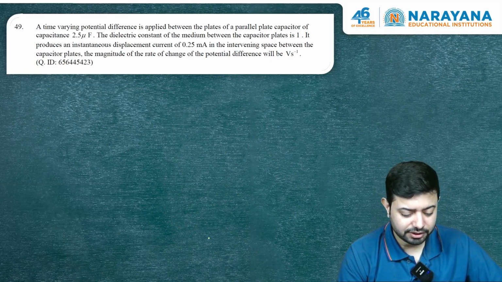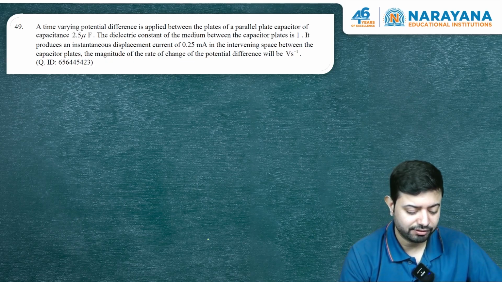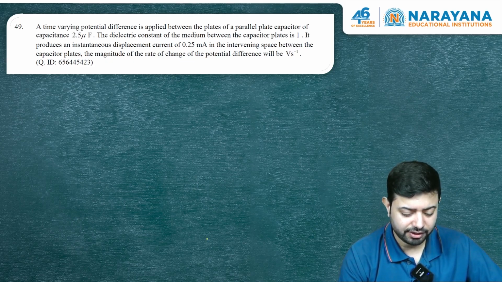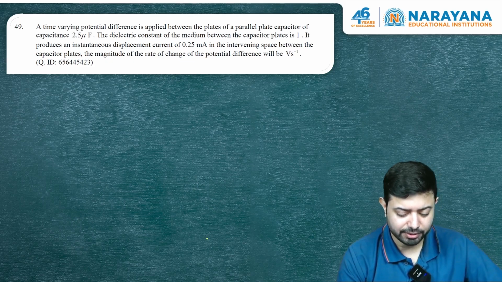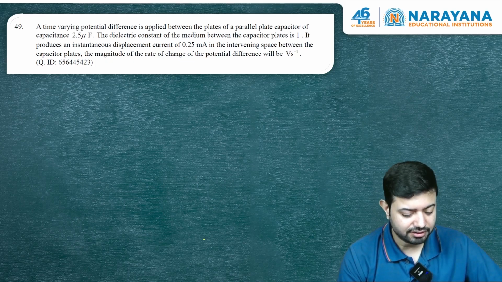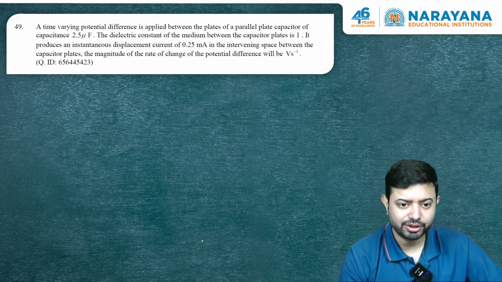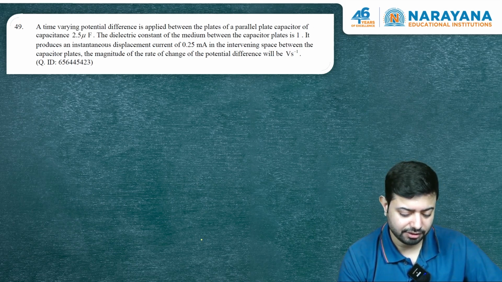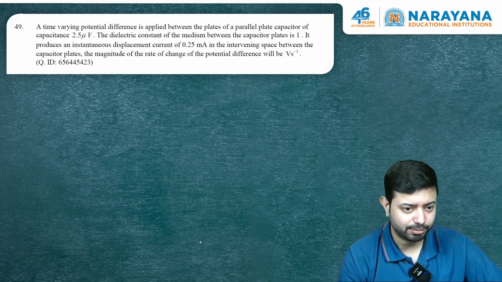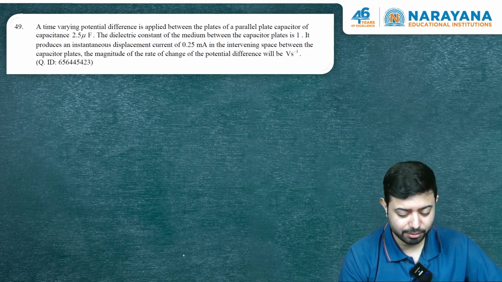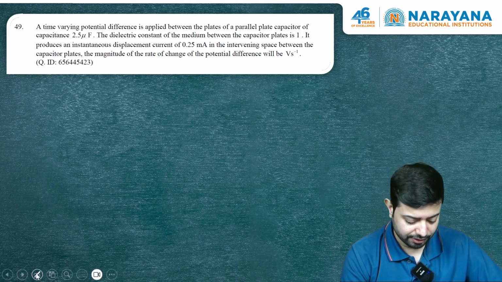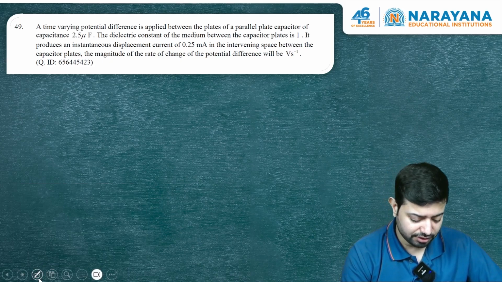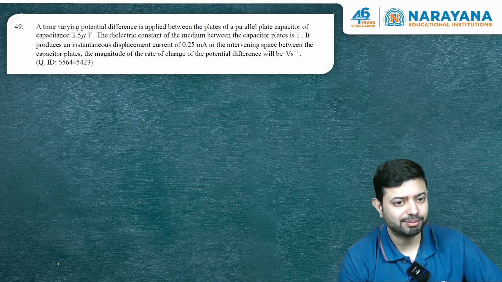A time varying potential difference applied between the plates of parallel plate capacitor of capacitance 2.5 microfarad, and we have a dielectric constant of the medium between capacitor is 1, which is like air, right. It produces an instantaneous displacement current of 0.25 milliampere in the intervening space between the capacitor plates. The magnitude of the rate of change of potential difference will be, well, the concept is coming from the displacement current, right.